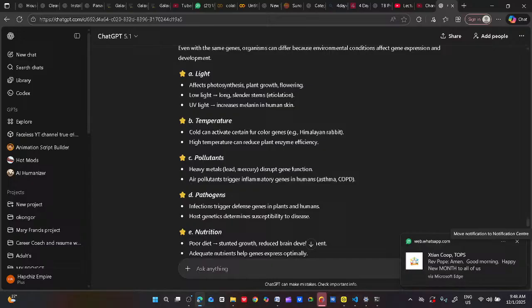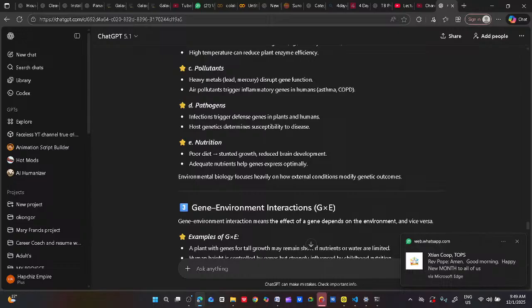And air pollution triggers what is called inflammatory genes in humans. Inflammatory genes in humans. What do we call inflammation? Let me explain it this way. When you say inflammation, inflammation means bloated. When there is bloating, it's part of our level of immunity, which is responsible for asthma. So we will see more of this.